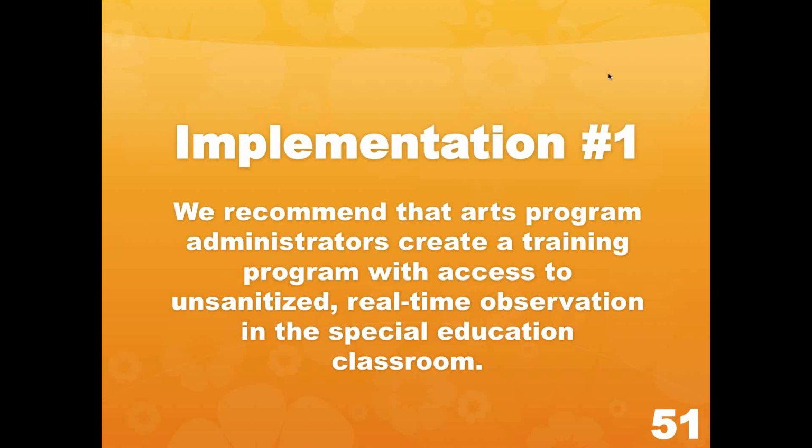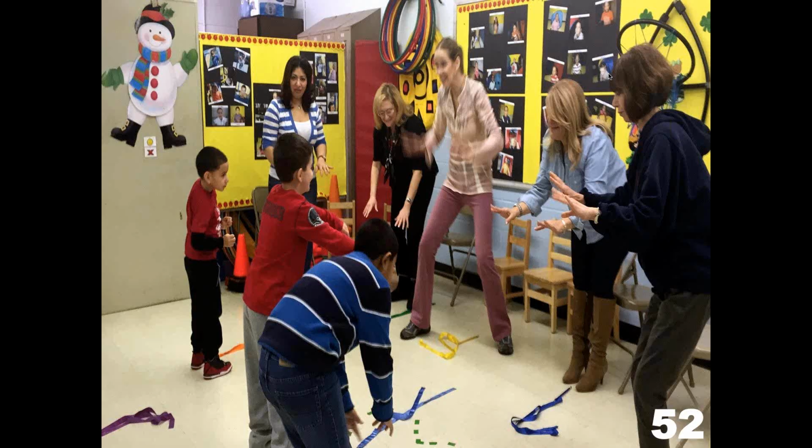Implementation number 1. We recommend that arts program administrators create a training program with access to unsanitized, real-time observation in the special education classroom. In other words, let the people come in and see what's really going on. Here you can see that all the teachers and paraprofessionals are involved and animated as the teaching artist leads an activity. Their excitement really helps to draw in and actively engage the students.